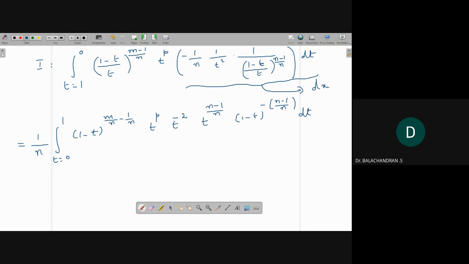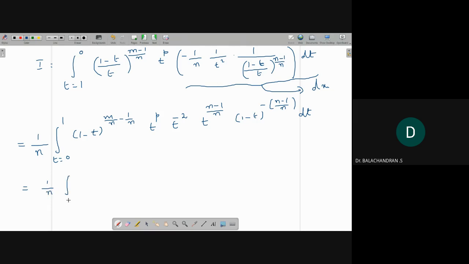So now this is equal to 1 by n, integral from t equal to 0 to 1 of (1 minus t) whole power m by n minus 1 by n, and then (1 minus t) whole power minus n by n, which is minus 1 plus 1 by n, and then t power p minus 2, plus n by n is 1, minus 1 by n.